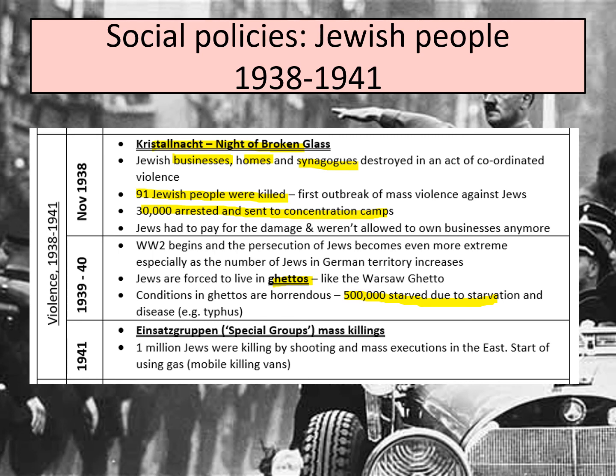In 1941, as well as having this policy of ghettos, they also started the mass shooting squads called the Einsatzgruppen. These were groups of people that went into the Eastern Territories, places like Lithuania and Poland, rounded up Jewish people and executed them there and then. 1 million innocent Jewish men, women and children were murdered in this way. So you can see this period of 1938 to 1941 is a horrendous one of violence and the murder, either directly or indirectly, of so many innocent people.